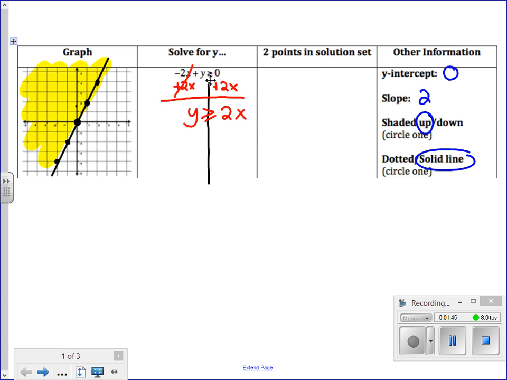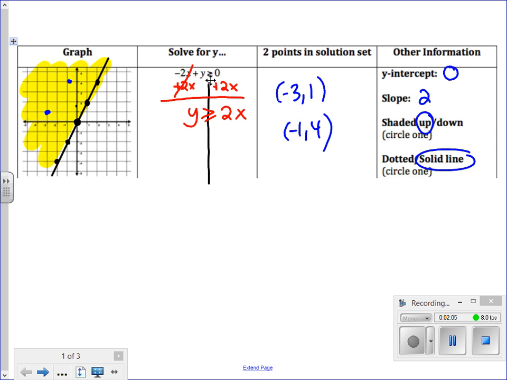Okay. So I shade above, and I need to now find 2 points in the solution set. I can pick any 2 points I want. I'm just randomly going to choose (-3, 1) and (-1, 4). But you could have picked any point that's in the shaded region or on the line to work.